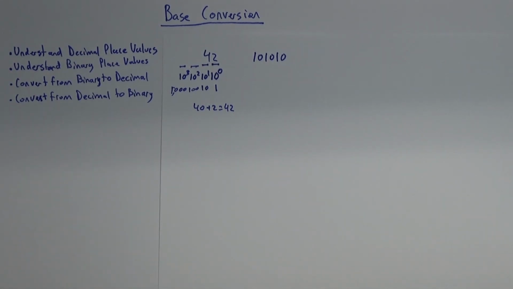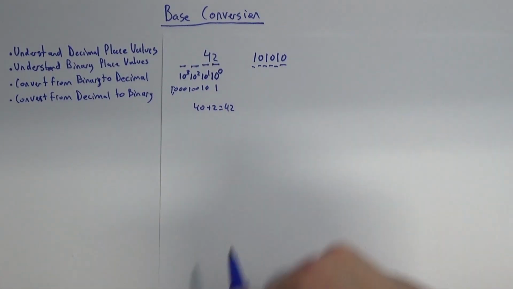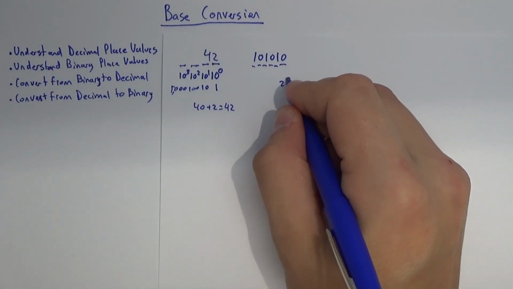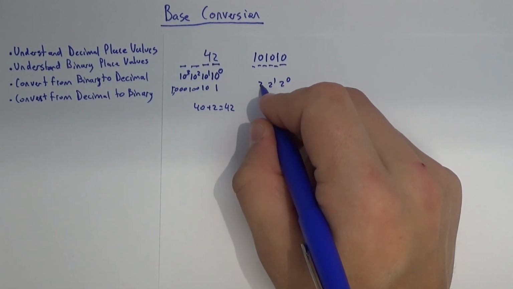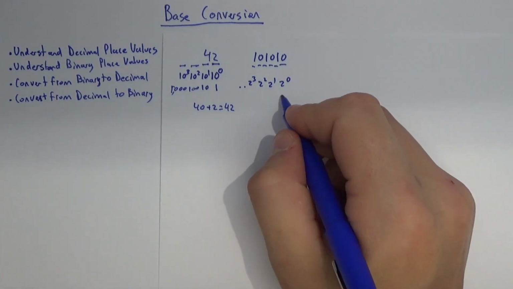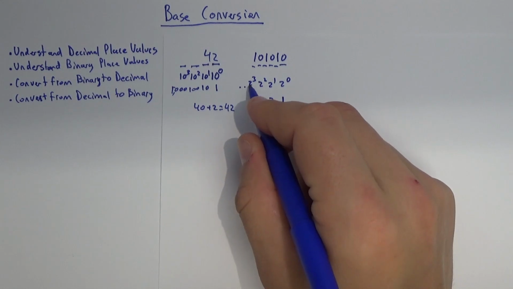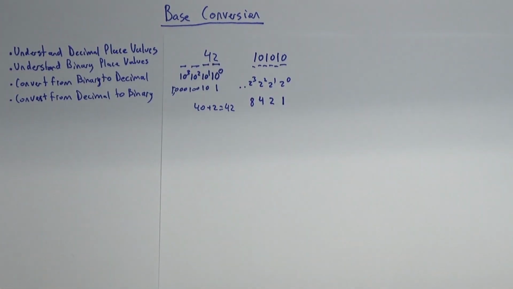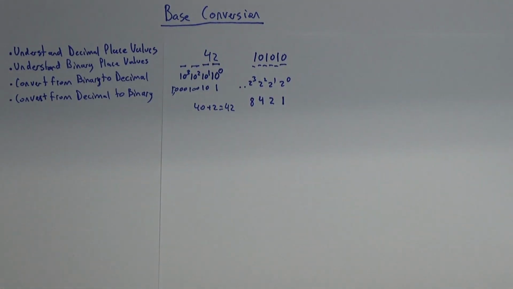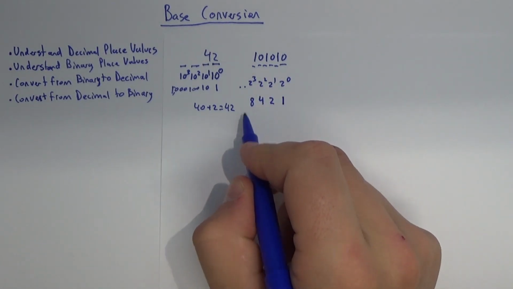In binary, the same principle applies. In binary, the base is 2 rather than 10. So each of these different place values has a different number based on 2 to the 0, 2 to the 1, 2 squared, 2 cubed, and so on. So 2 to the 0 is going to be 1. 2 to the 1 is 2, 2 squared is 4, and 2 cubed is 8. These are the binary place values, or the powers of 2. Each of these digits represents one of these numbers.